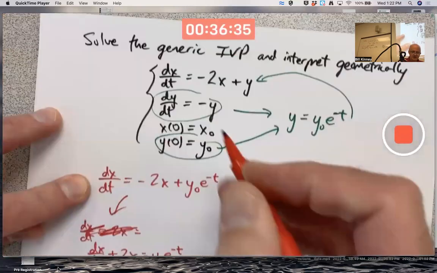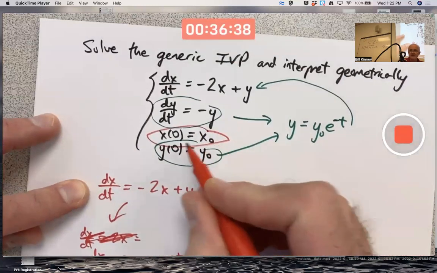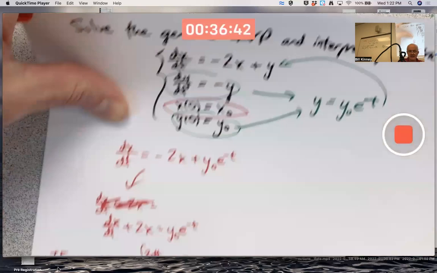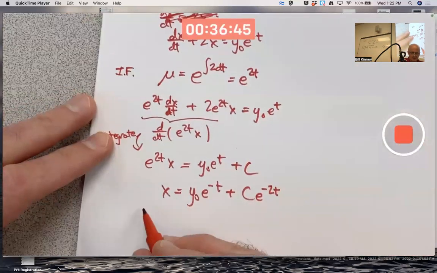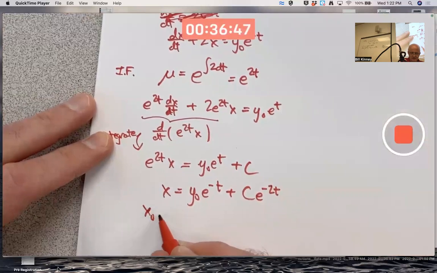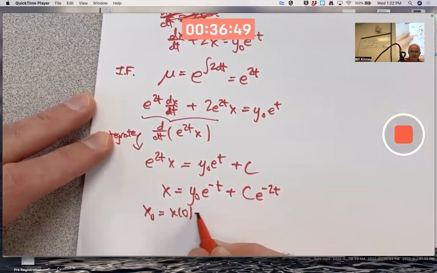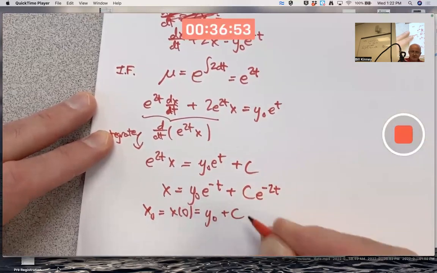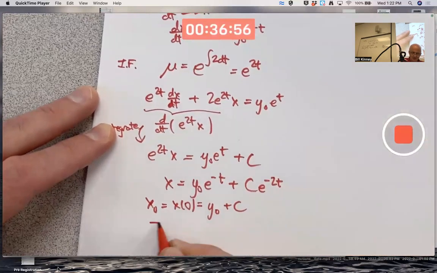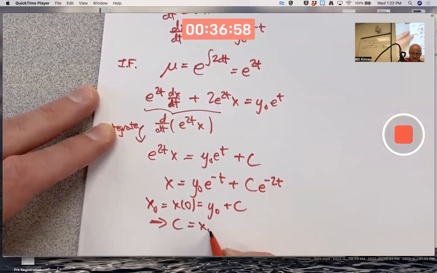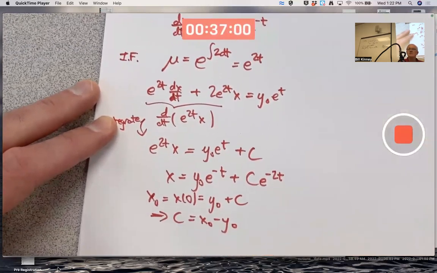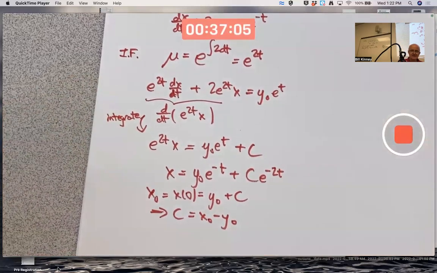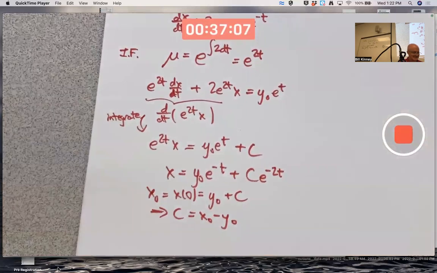I have this generic initial value problem, though. I do know x of 0 equals x sub 0. I do want to solve for c. x sub 0 equals x of 0. Plug in t equals 0. e to the 0 is 1. You get that. So for c, c is going to be x sub 0 minus y sub 0. So we're basically done with our solution.